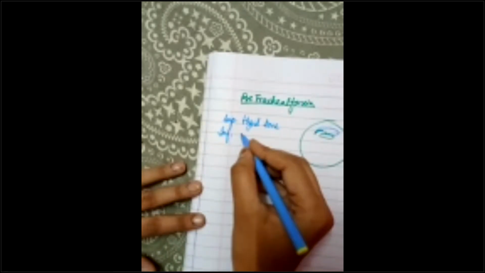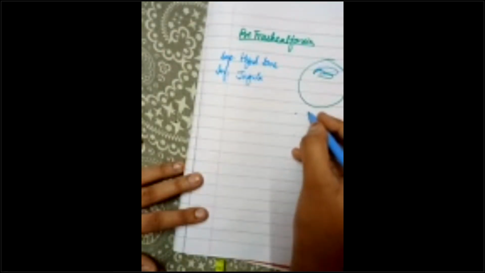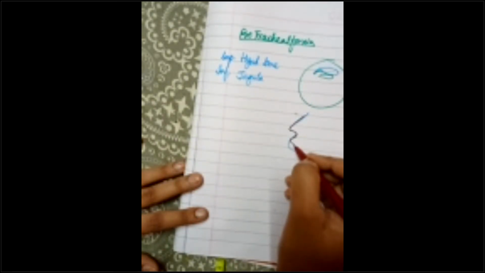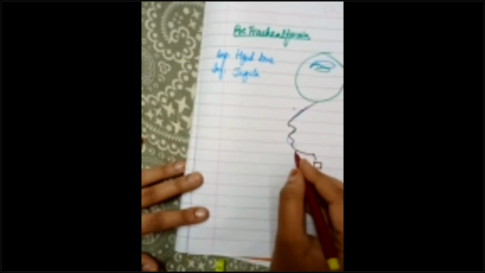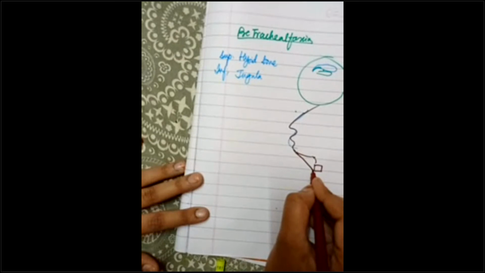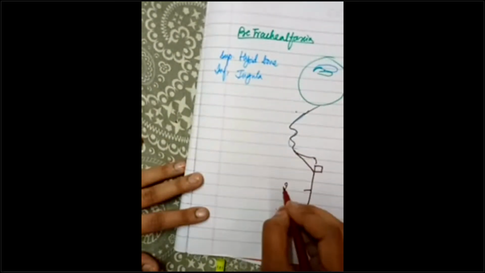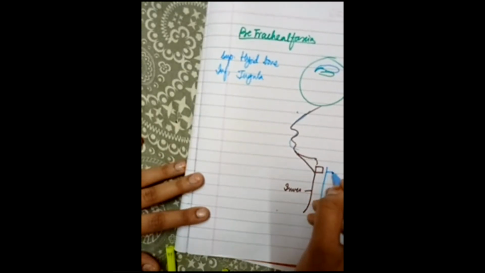Inferiorly, it will again go to your jugular notch. If I draw my model like this, then this will be your hyoid bone over here. So from here, the brown one will be my rough diagram. This is my investing layer. This is my trachea.